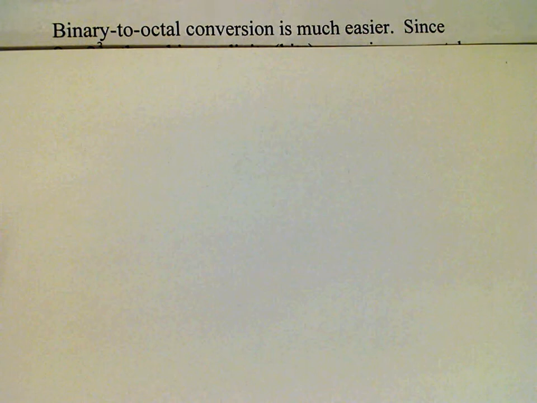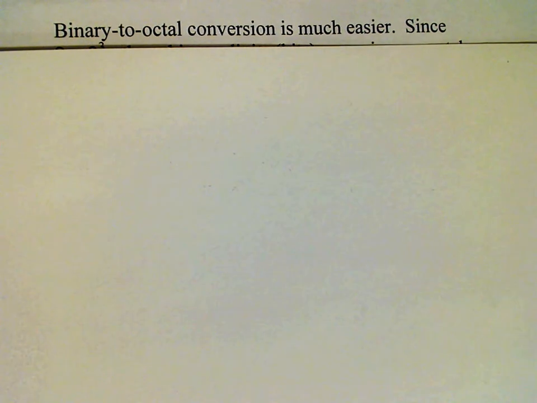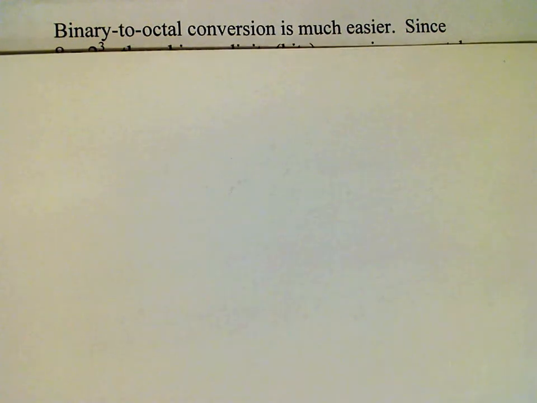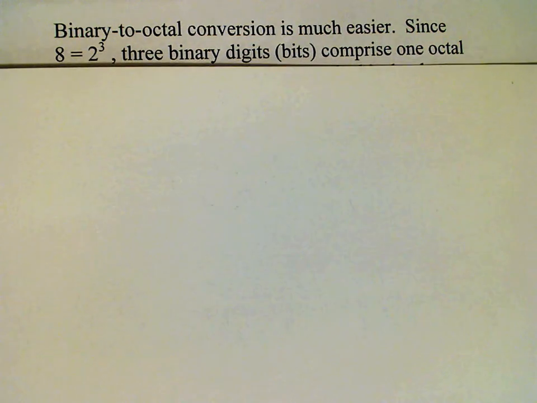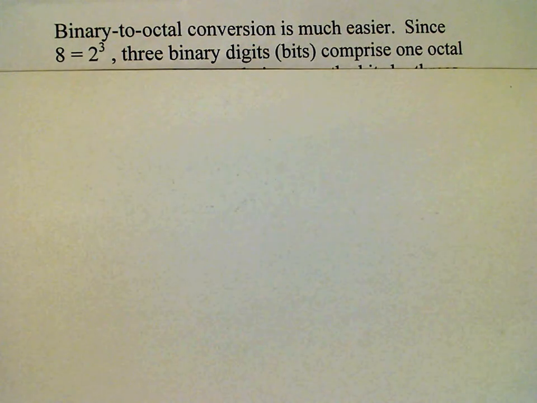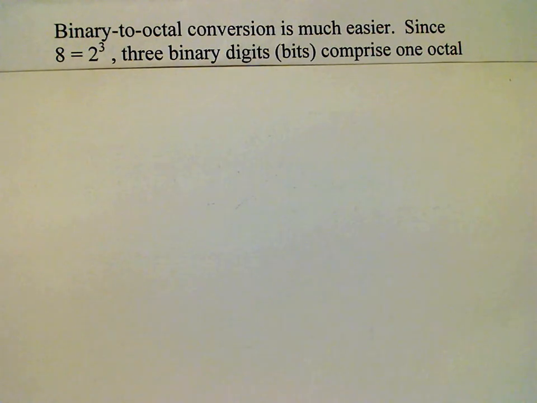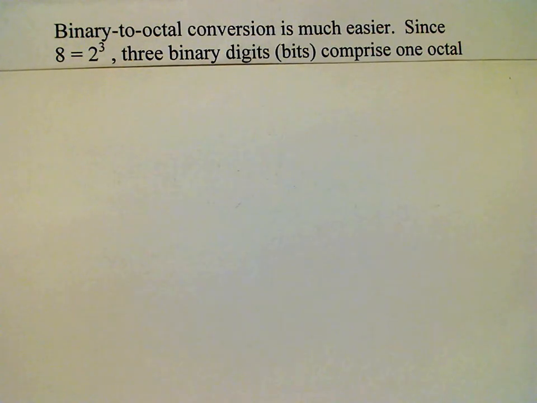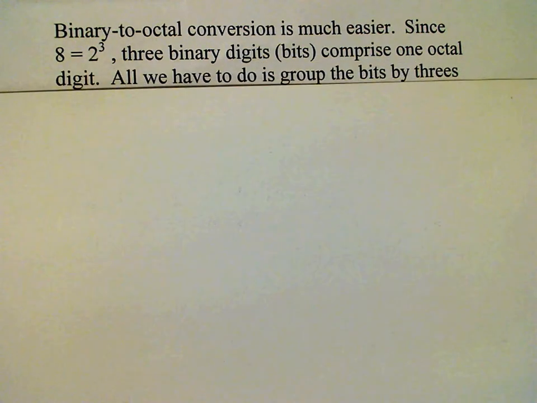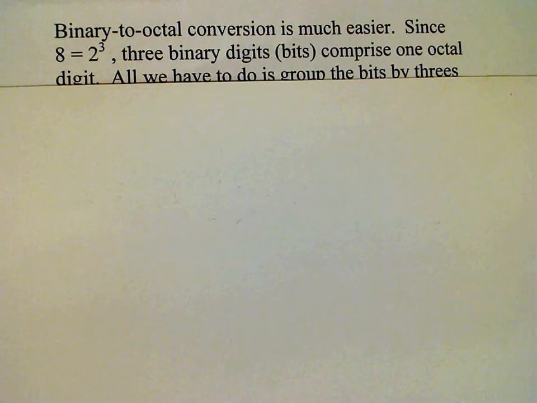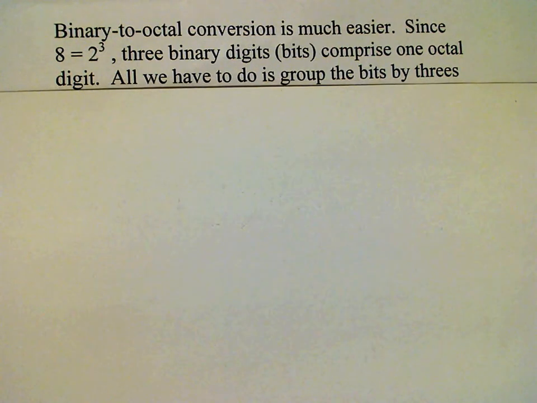Now, on the other hand, if we need to convert a binary number to octal, this is much easier, and the reason is, of course, that 8 is 2 raised to the 3rd power, and so all that we need to do is just group the bits by 3 from the right, and then write down what each group of 3 bits would be in octal.